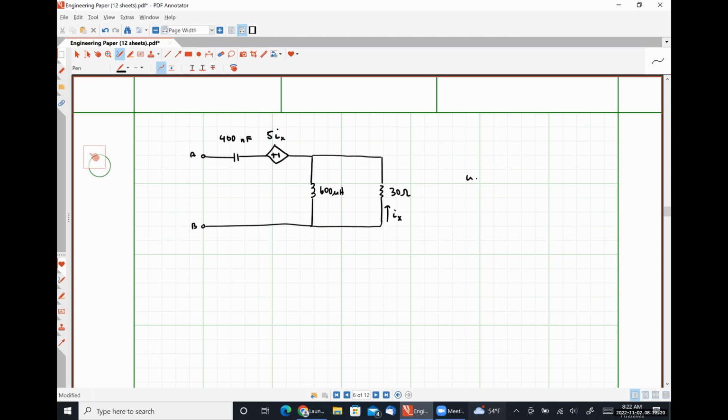Our angular frequency, omega, is given as 100 kiloradians per second, and we want to find the impedance, effectively the Thevenin equivalent impedance of this network. So the first thing that we would have to do would be to convert this from the time domain into the frequency domain. We don't have any real voltages or currents to worry about other than IX, which will now be a phasor current IX. So here's A, B.